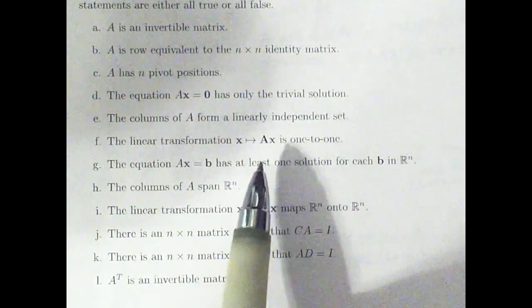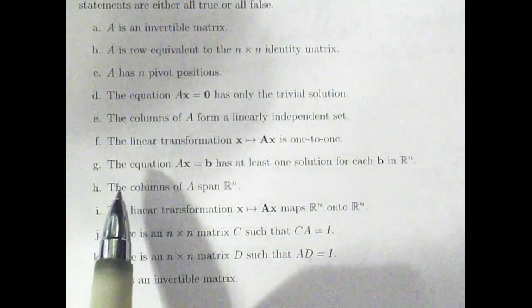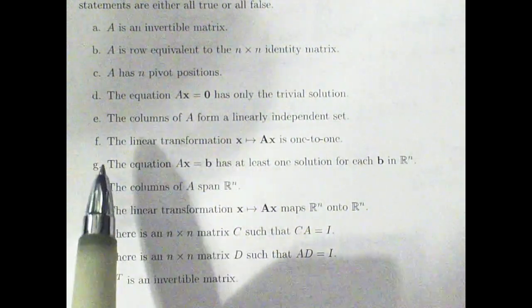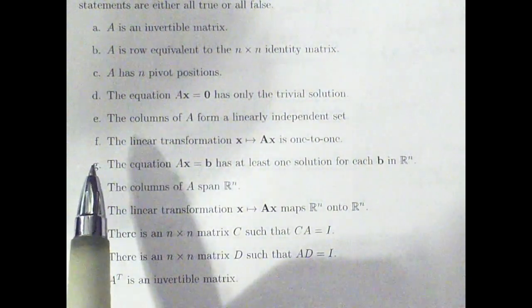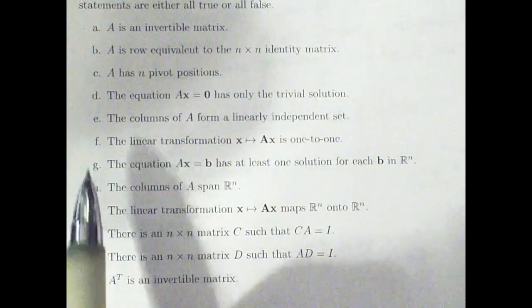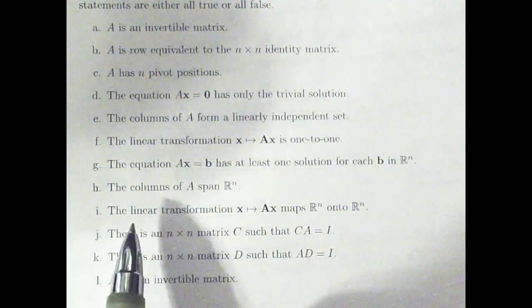All right, if that's true, if there's at least one solution for each B, the columns of A span Rn. I think G and H both look familiar. They both look like they came from something we talked about in chapter 1. So we're going to talk about the proof of this theorem and see where G and H came from.